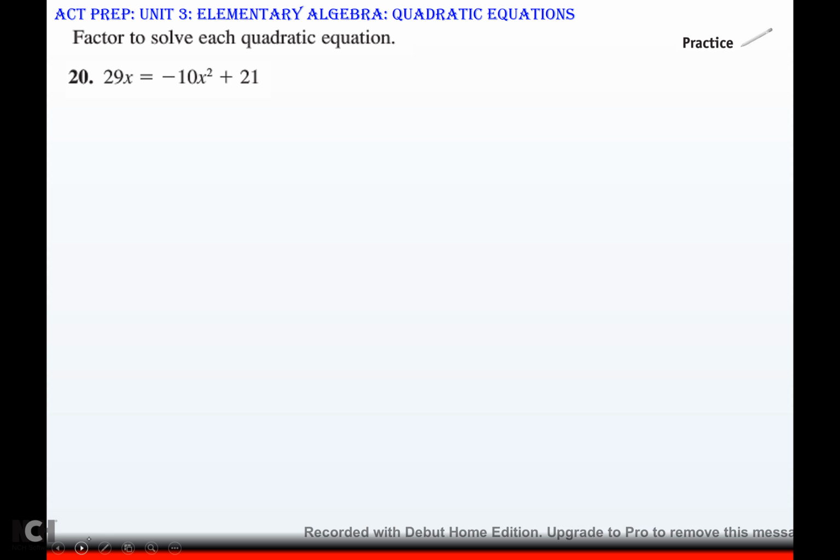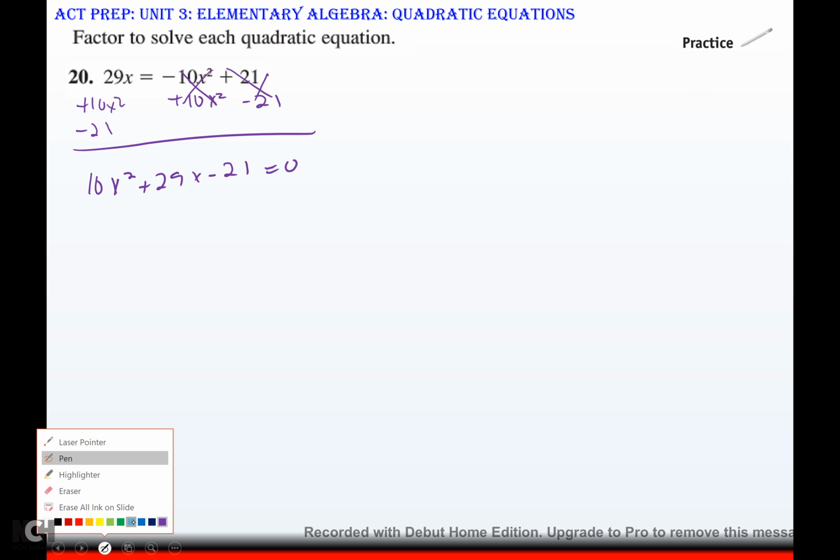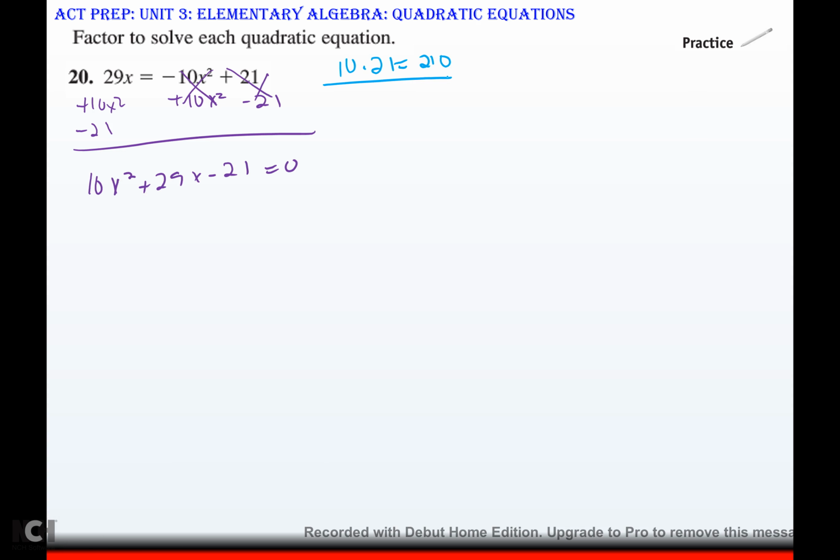Alright, so if we do this one again, I want to get everything on one side, and I don't like my squared term negative, so I'm going to move everything this way. So plus 10x squared, that gets rid of that, minus 21, that gets rid of that. In order on this side would be 10x squared plus 29x minus 21 equals 0. Okay, I got to do a times c. So 10 times 21 is 210.